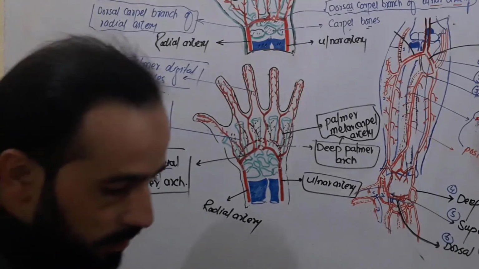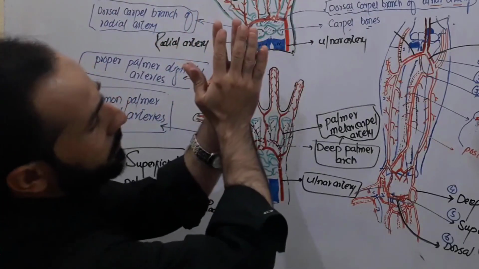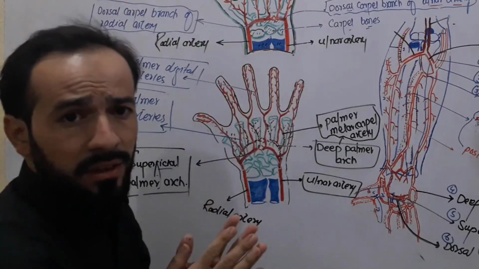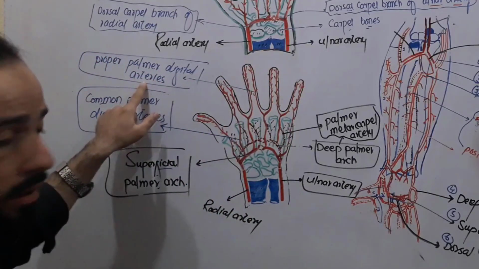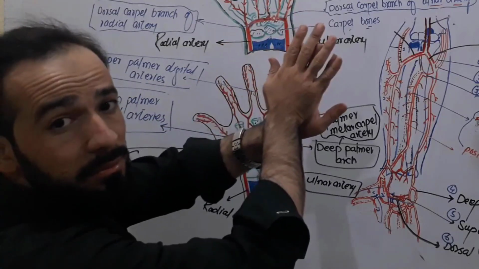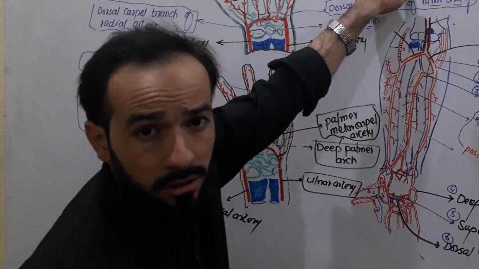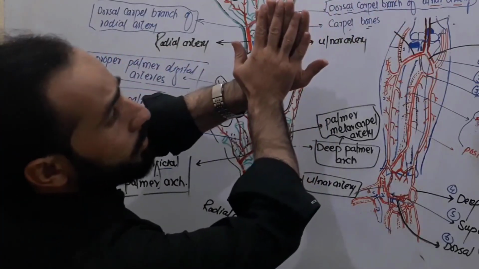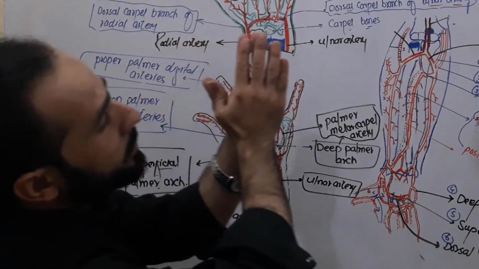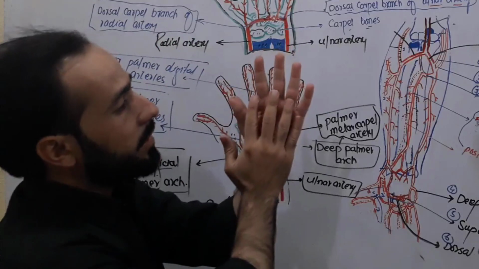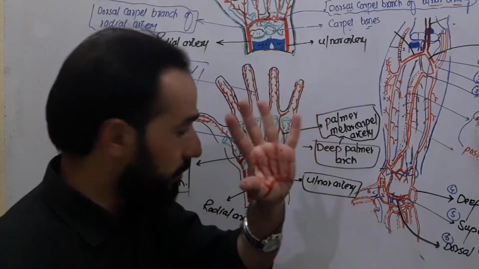So listen to one thing, dear friends. Look, from the palmar surface, the blood supply of the fingers or digits is the proper palmar digital arteries. And from the dorsal side, the blood supply to the fingers, I have written here, dorsal digital arteries. So dorsal digital arteries from the dorsum of the hand and proper palmar digital arteries from the palmar surface of the hand, they supply blood to the fingers or digits, right?